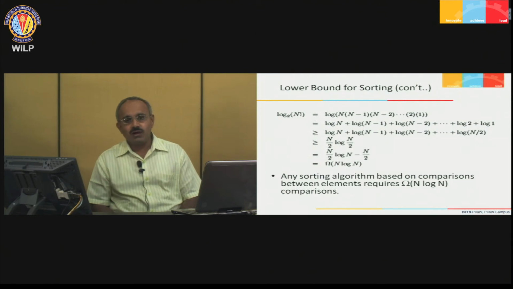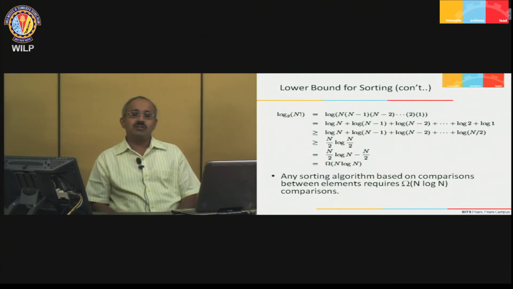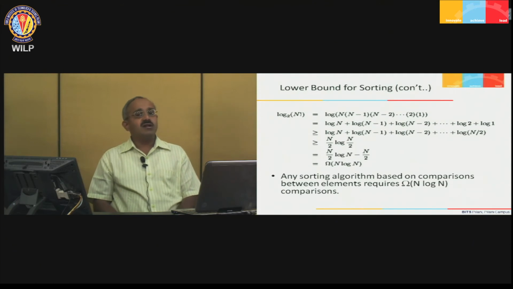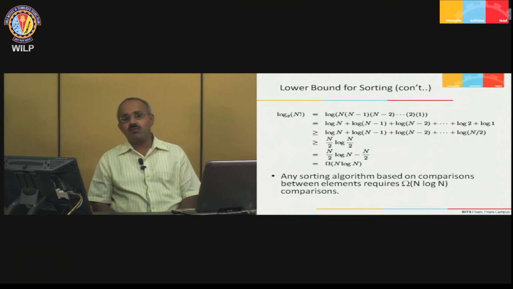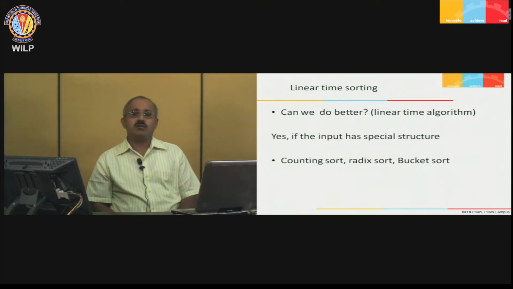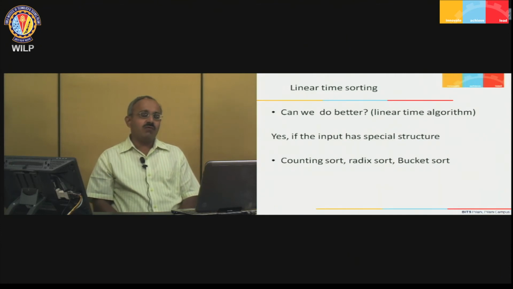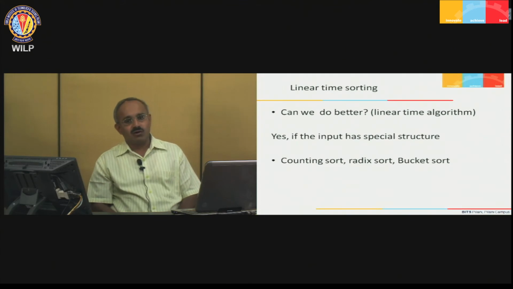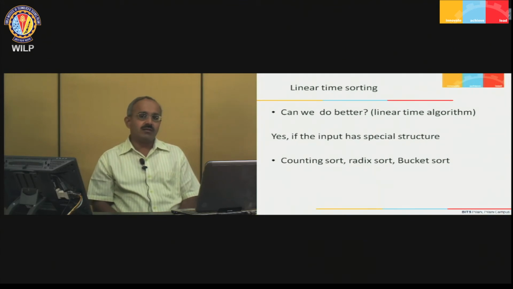So, that is what we are going to look at next: can additional knowledge about the input help us in doing sorting in time less than n log n? We know if input is random, then we cannot do better than n log n. So, can we do better? That is, can we have a linear time algorithm instead of n log n? And the answer is yes, if the input has spatial structure, that is, we know beforehand that our input is going to be of a certain format. If we know that, then we can use this fact to devise an algorithm which is better than the algorithms that we have looked at until now.